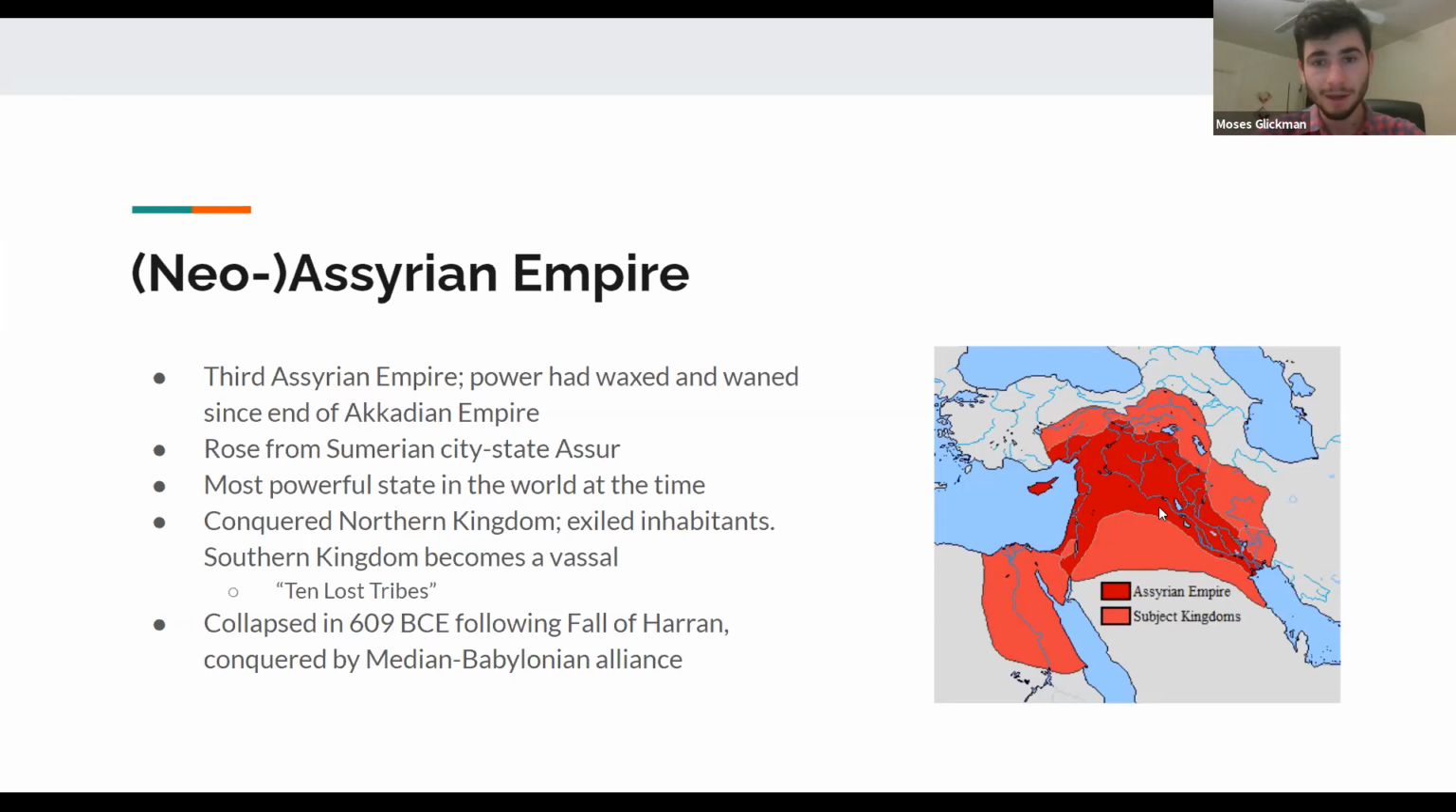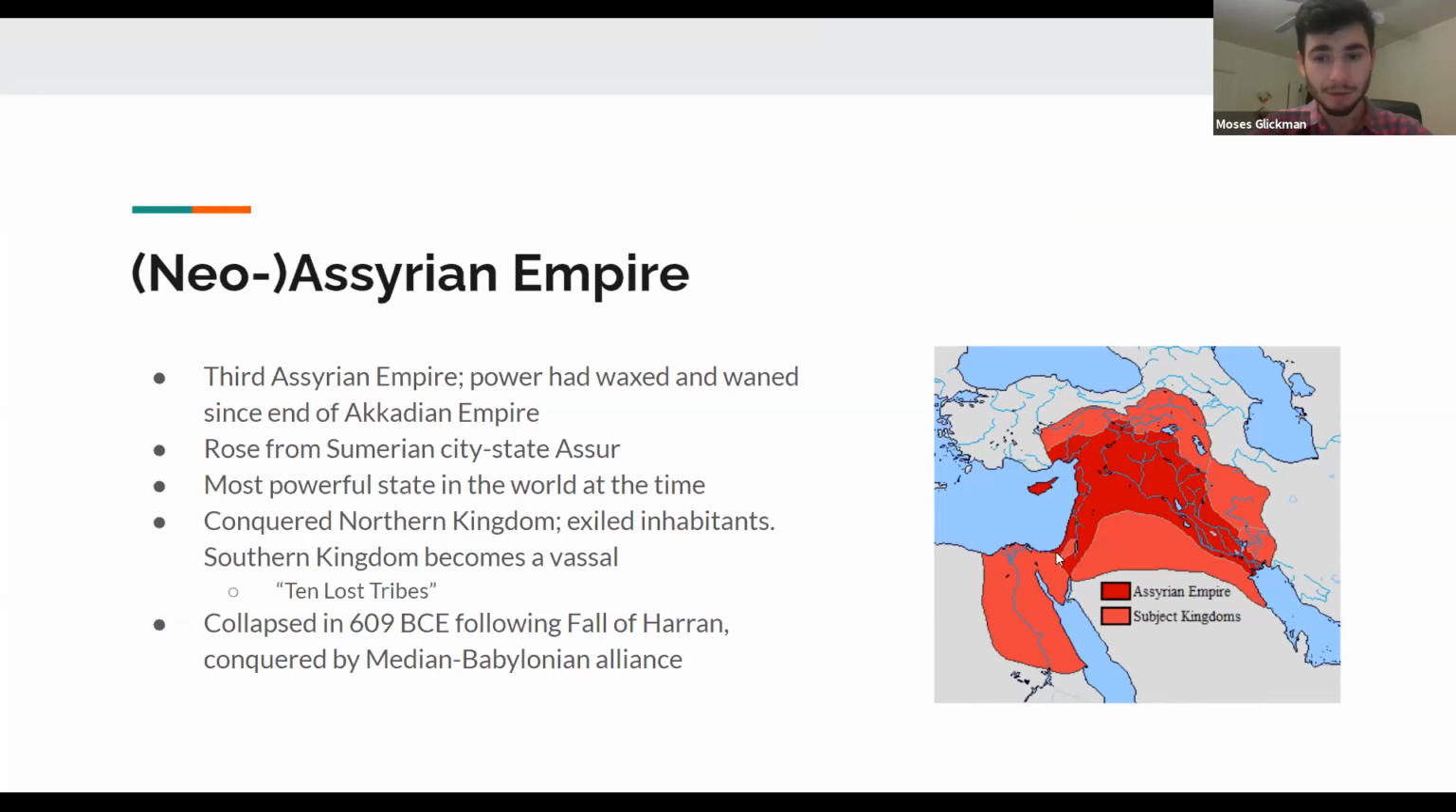There's also a Second Assyrian Empire. The Assyrian Empire that winds up entering history due to its conquest of the Northern Kingdom is actually the third and ultimately the last Assyrian Empire. And so the Third Assyrian Empire, as noted, rose from that Sumerian city-state and was the most powerful state in the world. The Emperor Tiglath-Pileser, during one of like a multi-generational era of expansion, winds up taking the Assyrian Empire way out of Mesopotamia.